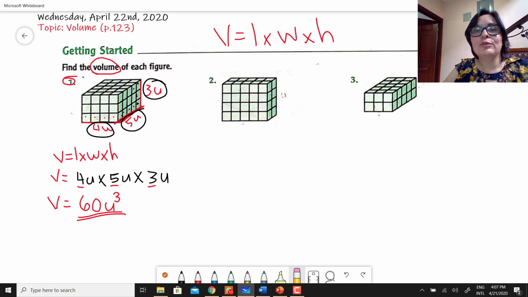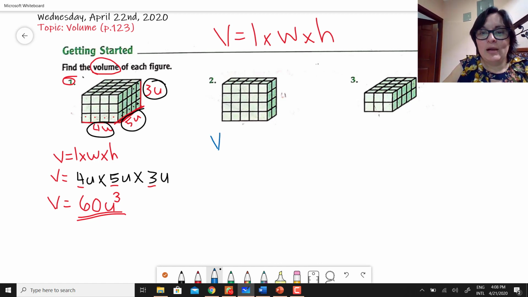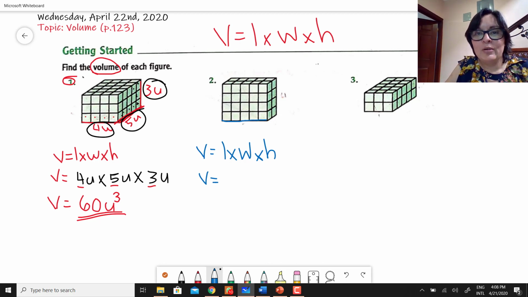In number 2, we have to find the volume also. So let's write the formula first. Volume equals length times width times height. So let's find them. Who is length? What we have from here to here. How many squares do we have in there, or how many units? 1, 2, 3, 4, 5. So let's write it in here. 5 units.